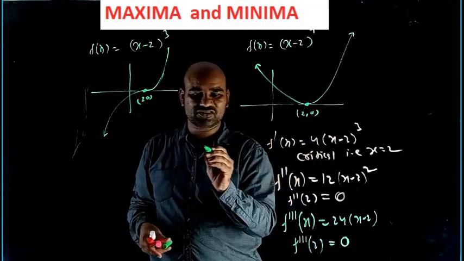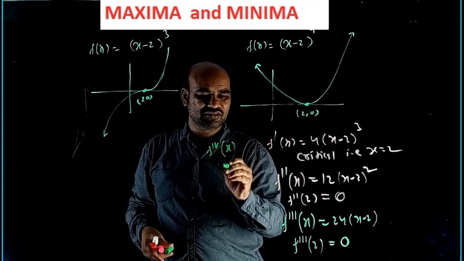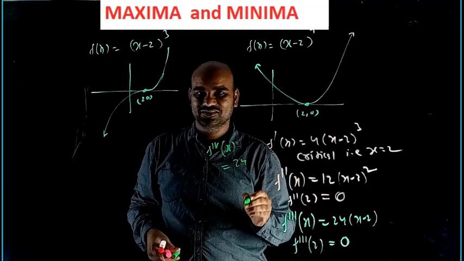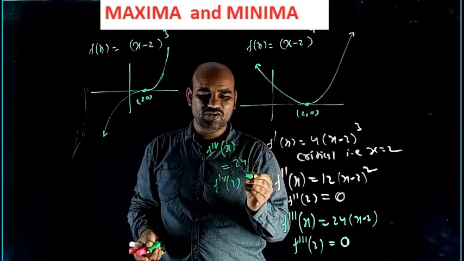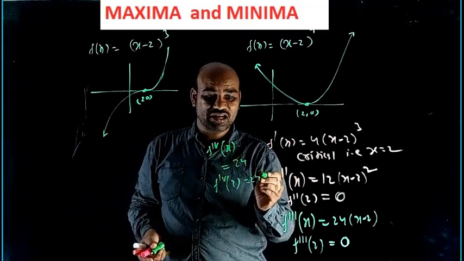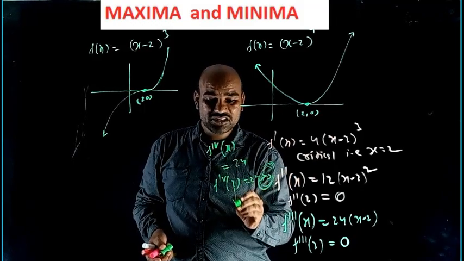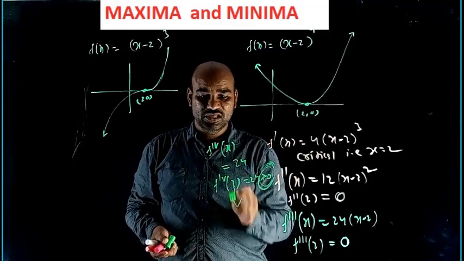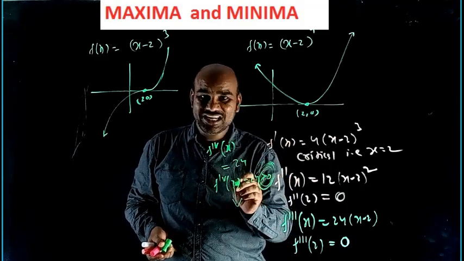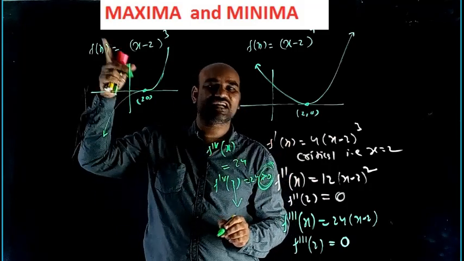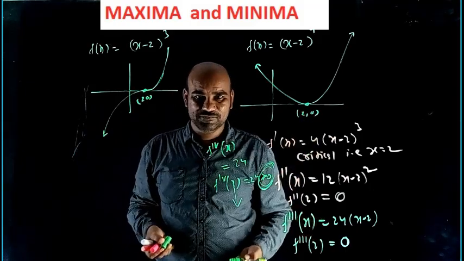Find f fourth derivative of x. Sorry, a fourth order derivative that is equal to 24. Next, the fourth order derivative at 2. For every x it is 24 only, no? For 2 also 24 only. Greater than 0. Then 2 is treated as point of minima. If the fourth derivative at some c is greater than 0, then c is treated as point of minima, just like the second derivative test. So 2 is point of minima. You got 2 is point of minima only.